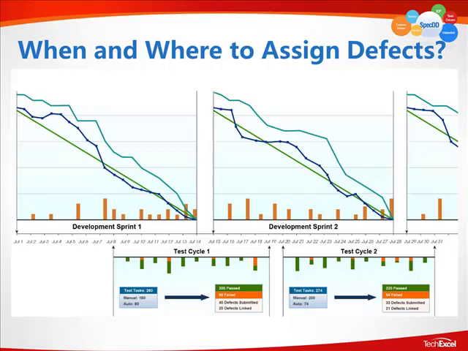So when and where to assign defects. Now we know that if it comes out of testing, it goes into the product backlog. But then when do we take that and put it into a sprint? Well, that's really up to the prioritization of the product owner. But there is a little bit of strategy involved, and that's something that we offer with SpecDD that SpecDD can help you with.